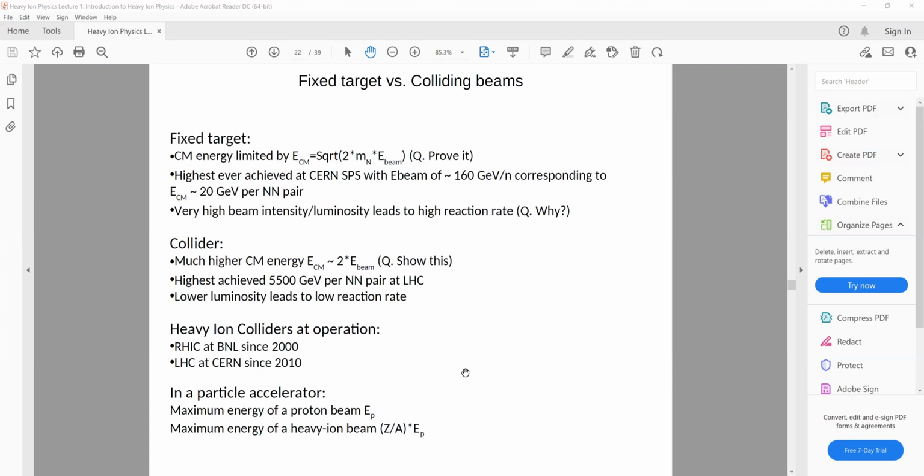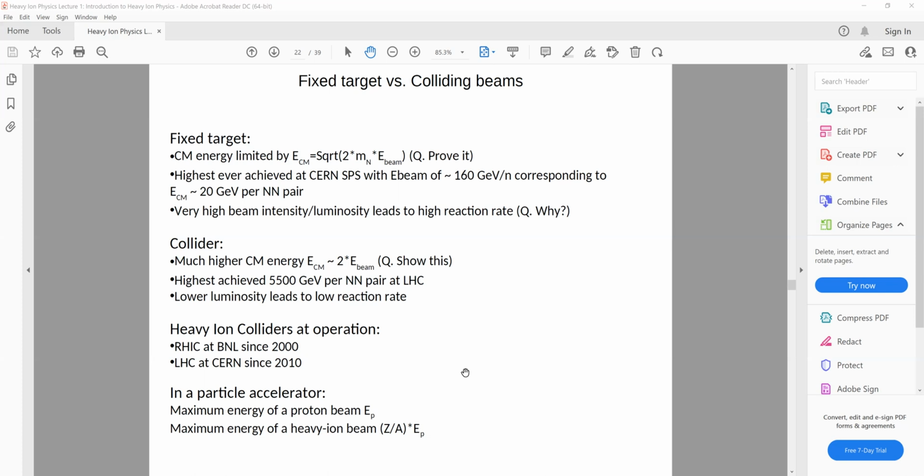Also, there is the LHC, which has been operational at CERN since 2010. You have already collected data in run 1 and run 2, and we all got the mail that data collection for run 3 has started very recently.